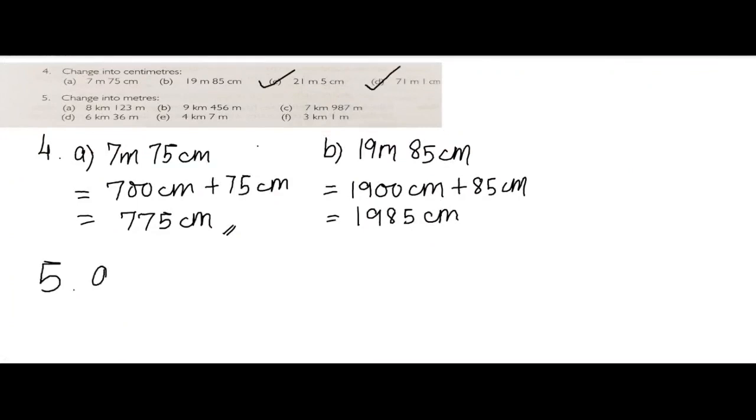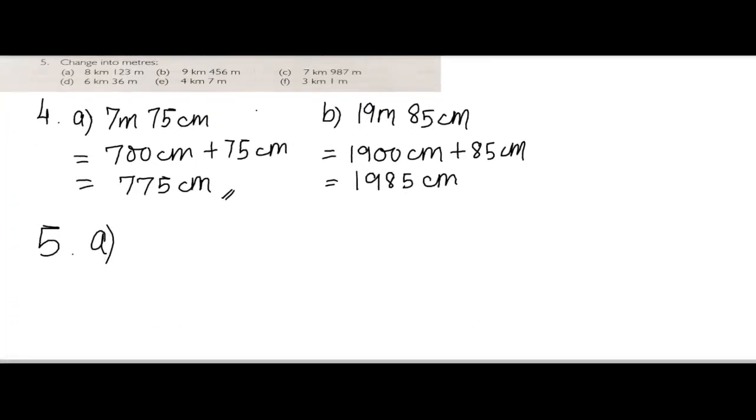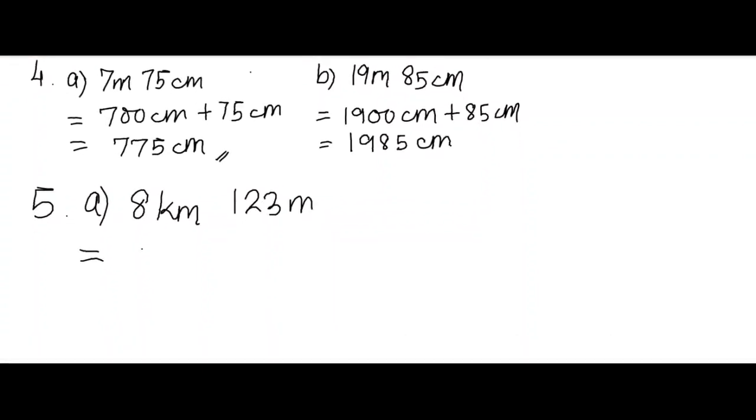Number 5A, you have to convert in meters. Same rule we will follow. You will add 3 zeros, okay? Because you know that 1 kilometer equals 1000 meters. So 8 kilometer. After 8, how many zeros are you going to add? Yes, you are going to add 3 zeros. So 8 kilometer equals 8000 meter.